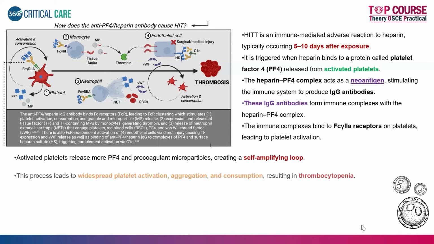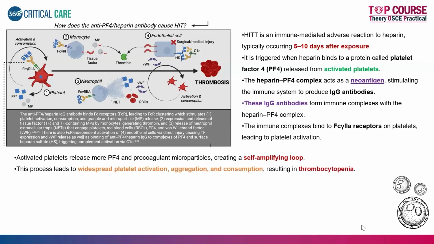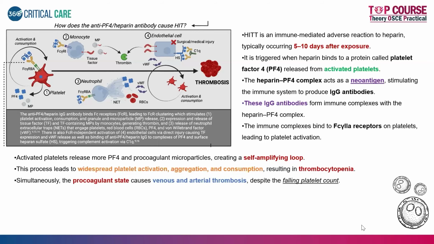So how does it cause thrombosis? It causes it by widespread activation, aggregation, and consumption. Because there is consumption of platelets, there will be thrombocytopenia. And because the platelet granules are releasing a lot of chemokines, it turns into a procoagulant state, with tissue factor, etc., all getting activated. Because there is a procoagulant state triggered by this immune response, it causes thrombosis in both the venous as well as the arterial system, and this thrombosis occurs despite a falling platelet count.